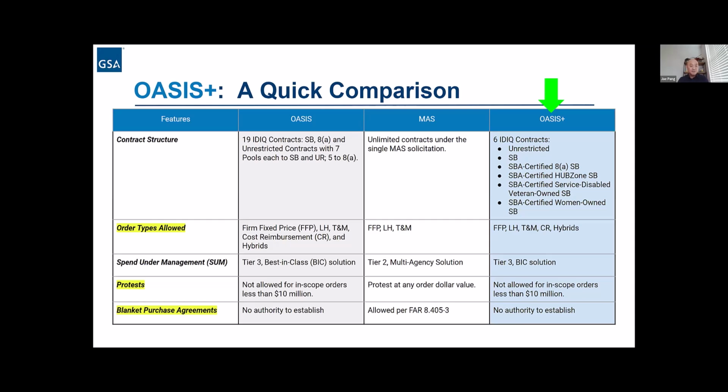And the spend under management credit, you get tier 3 credit. For schedule it is tier 2. Just keep that in mind for your agency goals.